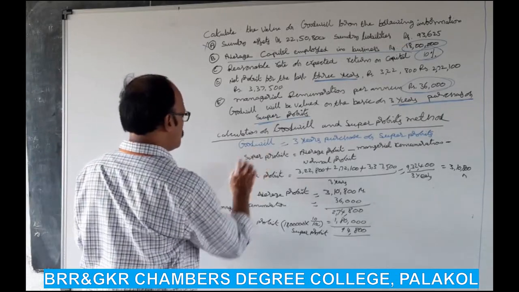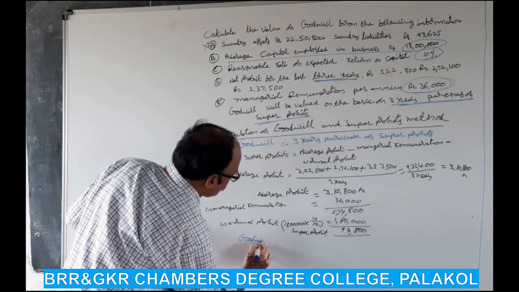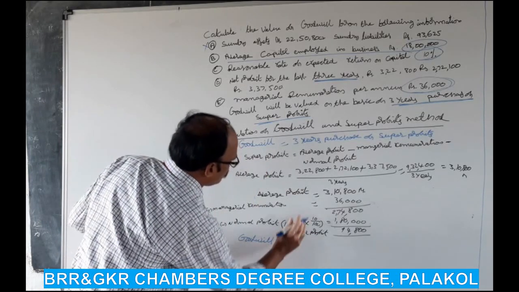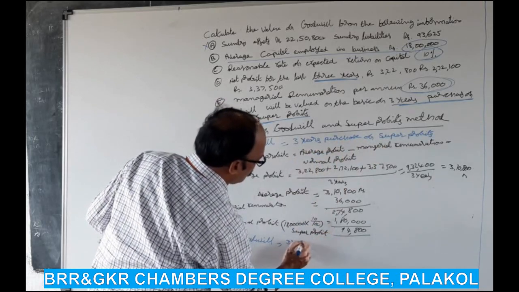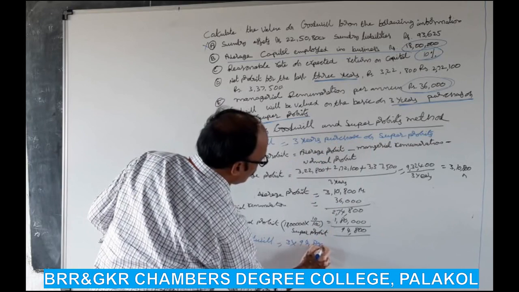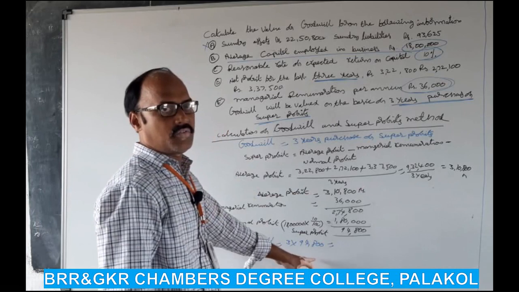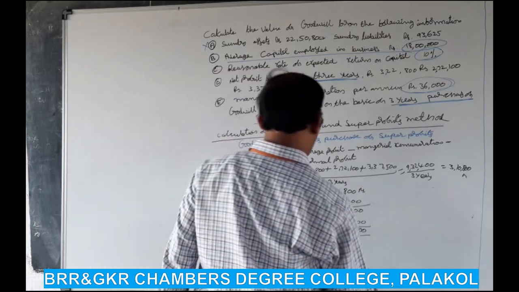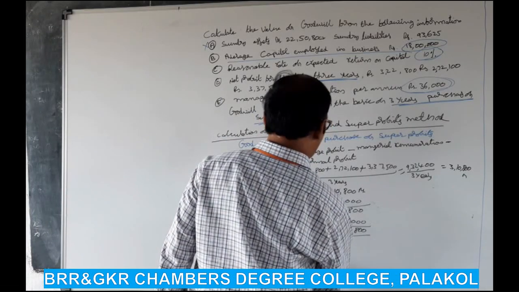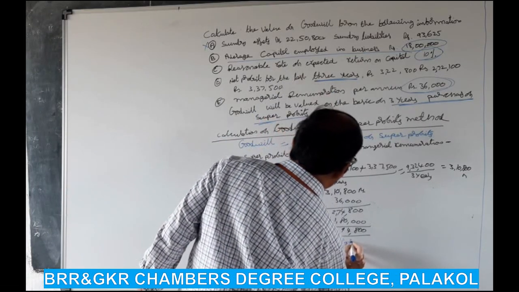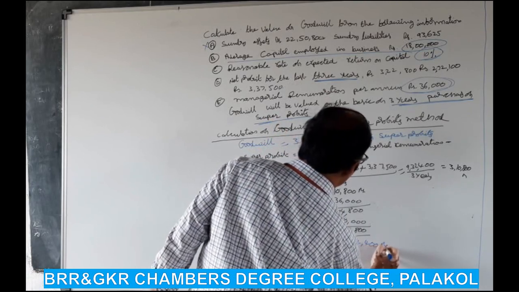So then goodwill is equal to 3 years purchases of super profit. So 3 into, what is the value of super profit? 94,800. 3 into 94,800 is equal to 2,84,400 rupees, to be treated as goodwill.